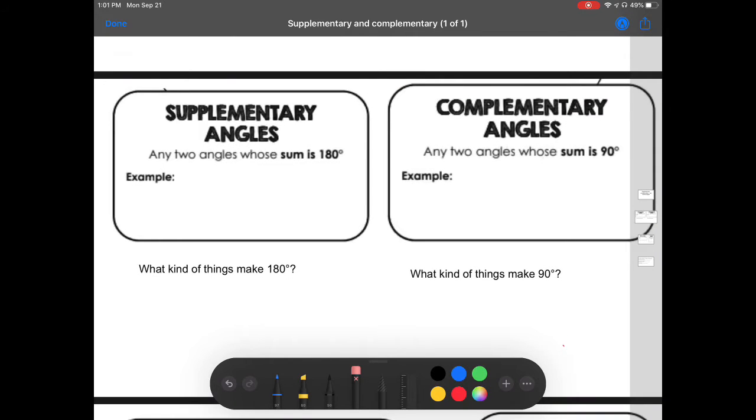They are any two angles whose sum is 180 degrees. Now a sum means you add. So they add up to 180 degrees. They're going to look like this. This is 180 degrees. It's a straight line. So I have two angles that add up to it, angle 1 and angle 2. I can say angle 1 plus angle 2 equals 180 degrees.